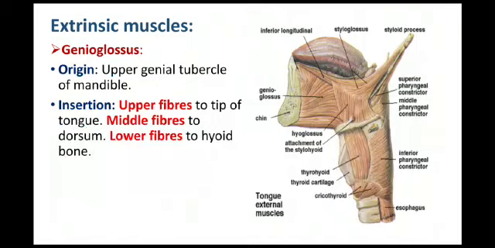Genioglossus. It originates from the genial tubercles of the mandible, that is the upper genial tubercles of the mandible. It contains three types of fibers: upper fibers, middle fibers, and lower fibers. Upper fibers are inserted to the tip of the tongue, middle fibers to the dorsum of the tongue, and lower fibers to the hyoid bone.